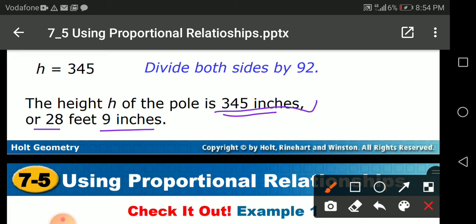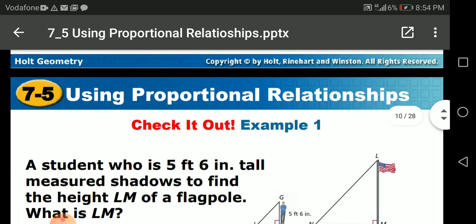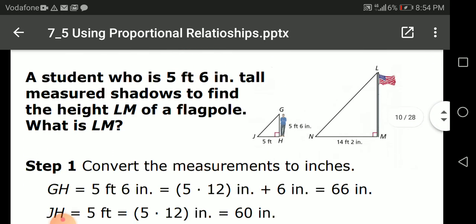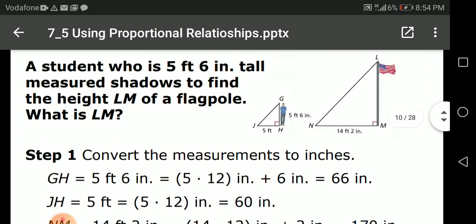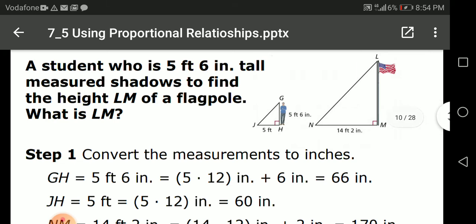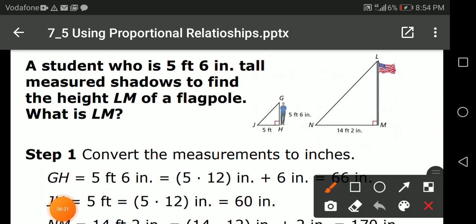But it's okay to get it as just inches. Okay, here we have another example. A student who is 5 feet 6 inches. So I'm going to convert the feet into inches. Measured shadows to find the height LM of the flagpole.